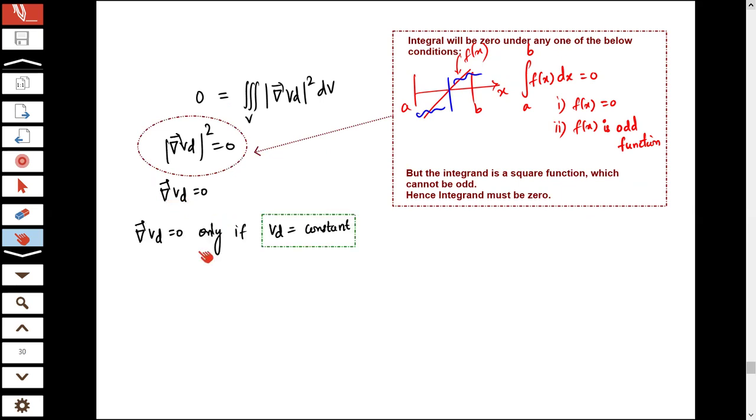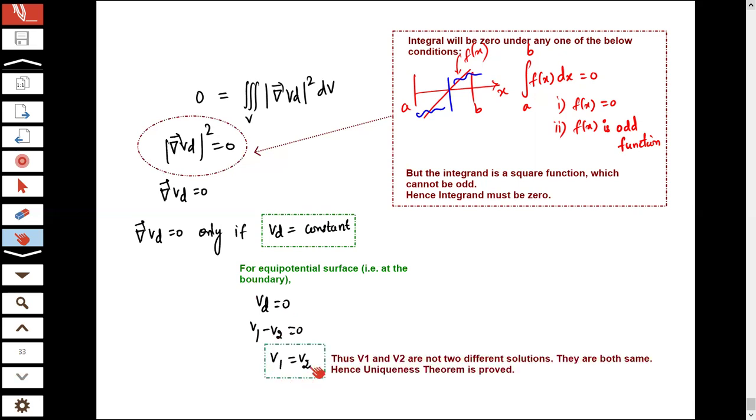In that case, we can consider Vd is constant on the boundary which we are considering. If Vd is constant on the boundary which we are considering, we can consider the boundary as equipotential surface, and on the equipotential surface, Vd is 0, which makes V1 minus V2 equal to 0. That yields V1 and V2 are the same. Thereby, we are getting V1 and V2 are not two different solutions. They are both the same solutions.